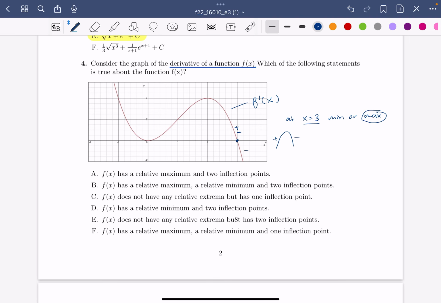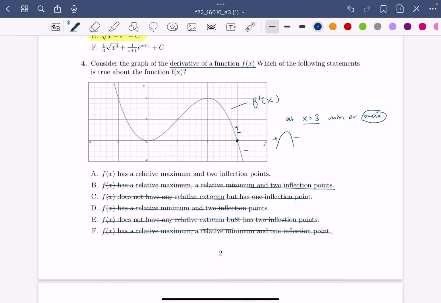So if we look at our answers, E has no relative extrema, so that's wrong. F has both, so that's also wrong. D is wrong because we have a max. C is wrong because there is relative extrema. And then B is wrong because there's not both.